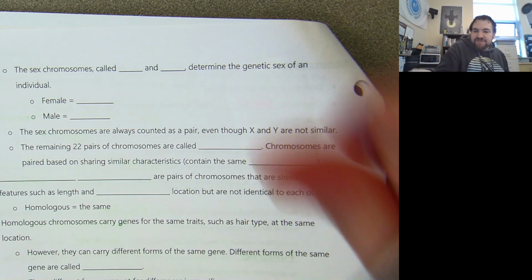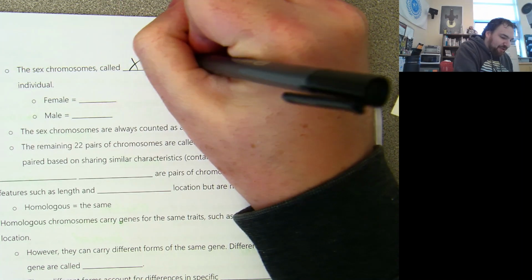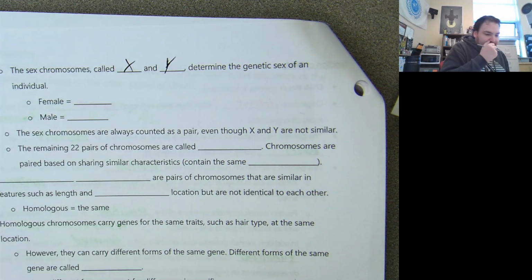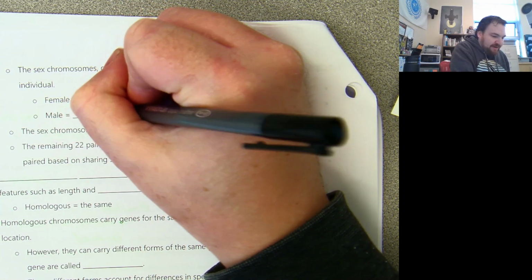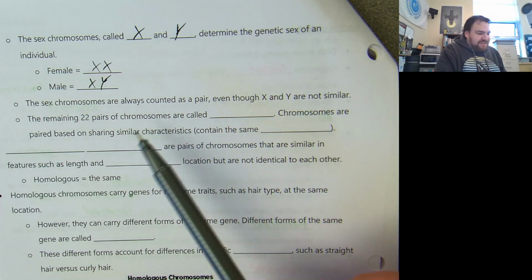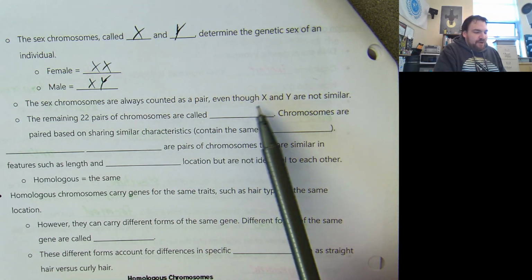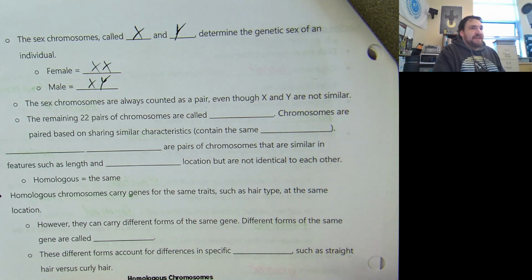The sex chromosomes. Flip the page. We're going to write it on this page. X and Y, they determine the genetic sex of an individual. Females are XX, males are XY. The sex chromosomes are always counted as a pair, even though X and Y are not similar. The Y chromosome is much smaller than the X chromosome. The X chromosome is a strong, robust chromosome. The Y chromosome looks pathetic if you look at it as a chromosome. I'll show you a picture of it on the next page.